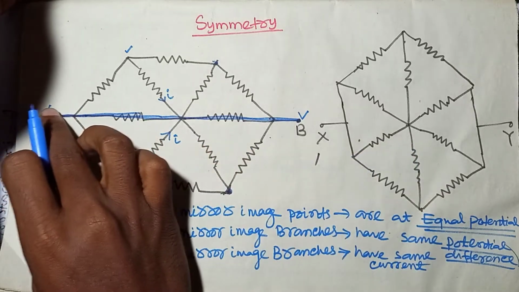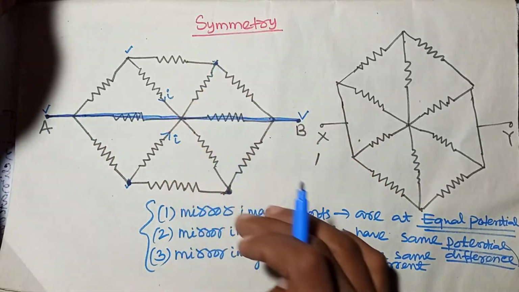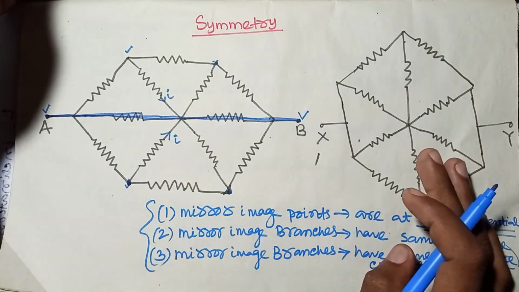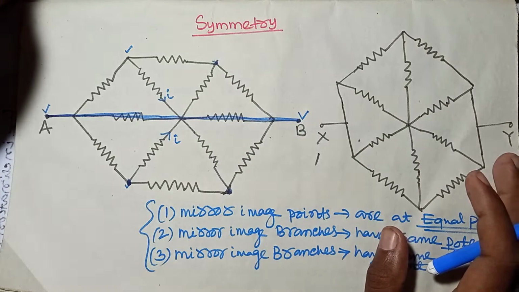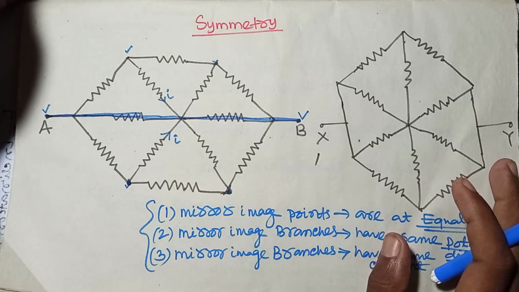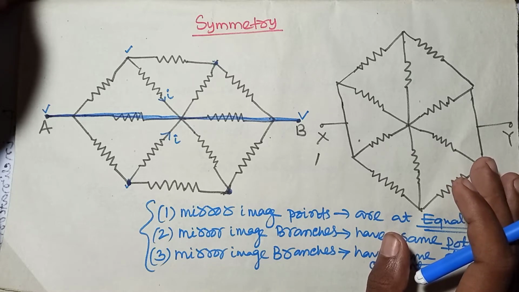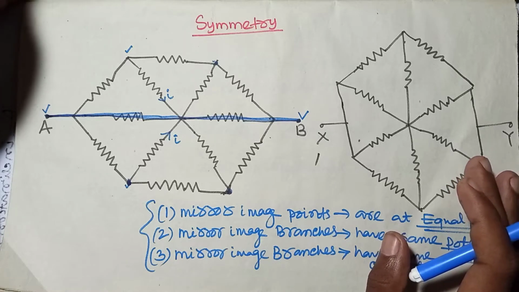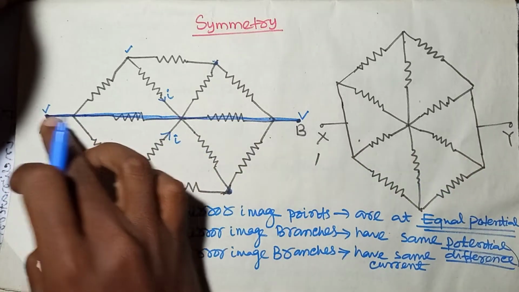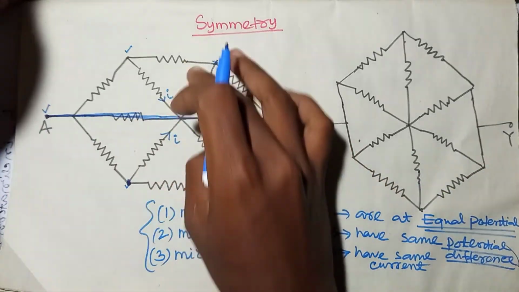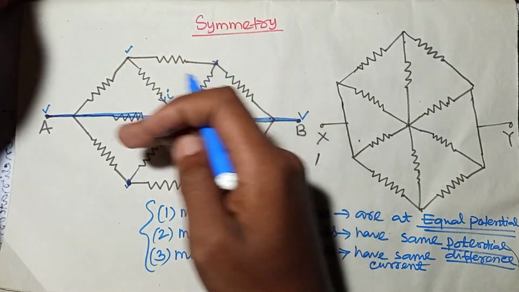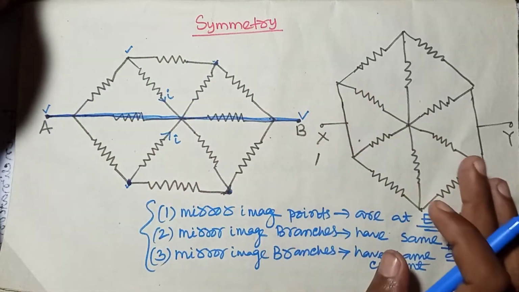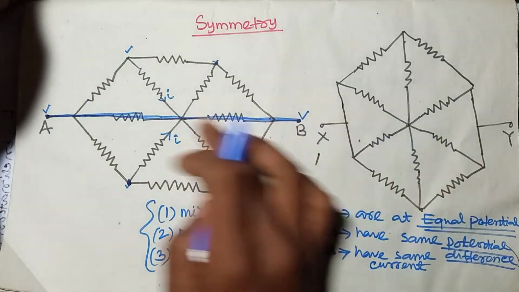Then if this straight line divides the entire circuit into 2 equal halves, in that case we can say that this circuit has the first plane of symmetry, also known as the horizontal plane of symmetry, or parallel axis of symmetry, or folding symmetry. You can see that this straight line divides the entire circuit into 2 equal halves. The upper half is the mirror image of the lower half with respect to this straight line. So this circuit contains the first plane of symmetry.